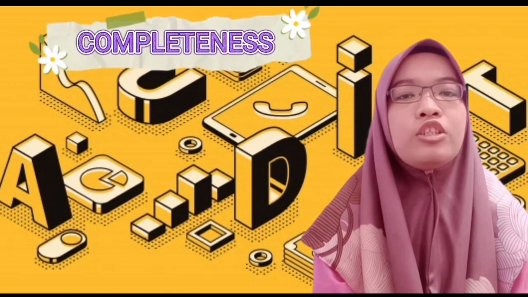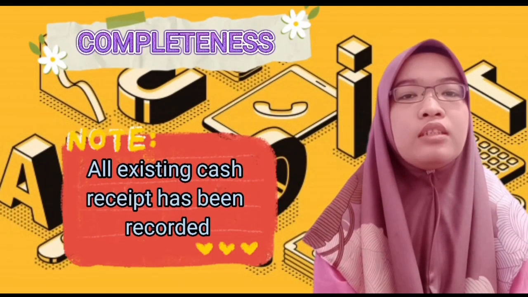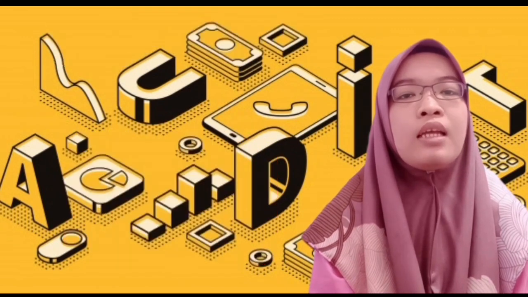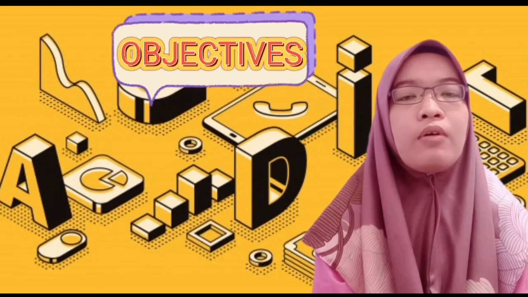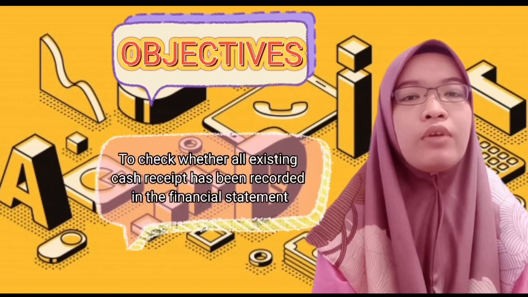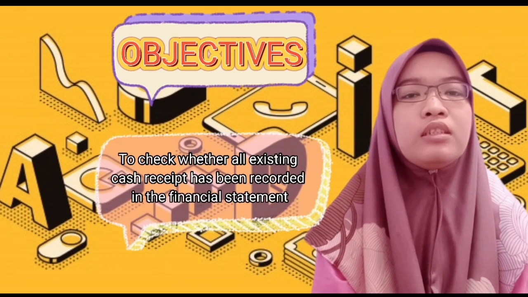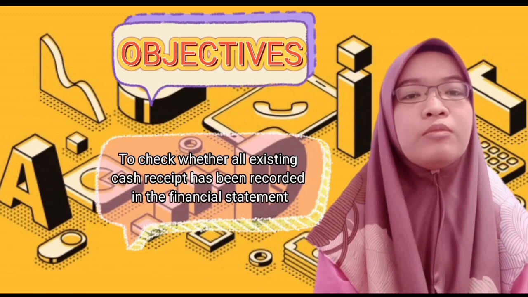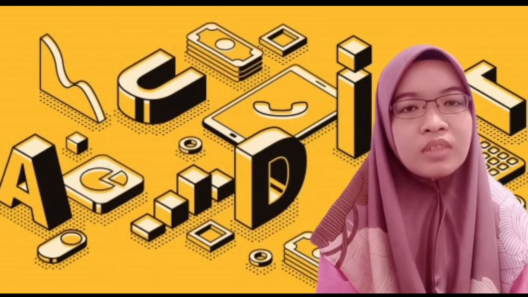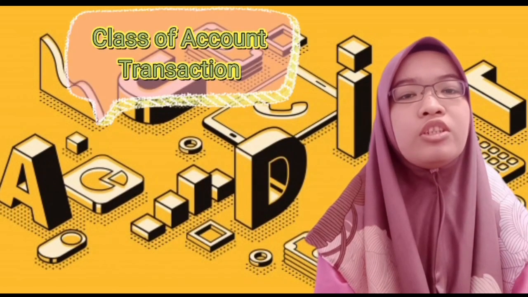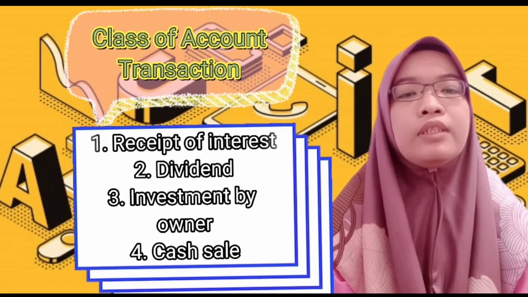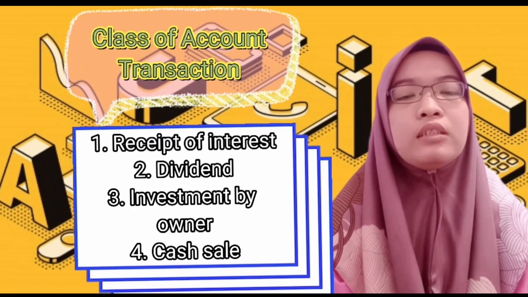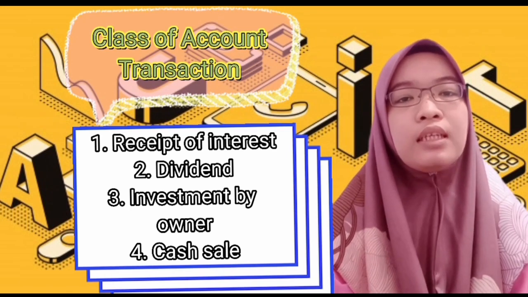Completeness is the situation where all existing cash receipts have been recorded, and the audit objective of this assertion is to check whether all existing cash receipts have been recorded in the financial statement. The classes of transactions related to this assertion are receipt of interest, dividend, investment by owner, bank book, accounts receivable ledger, and cash sale.